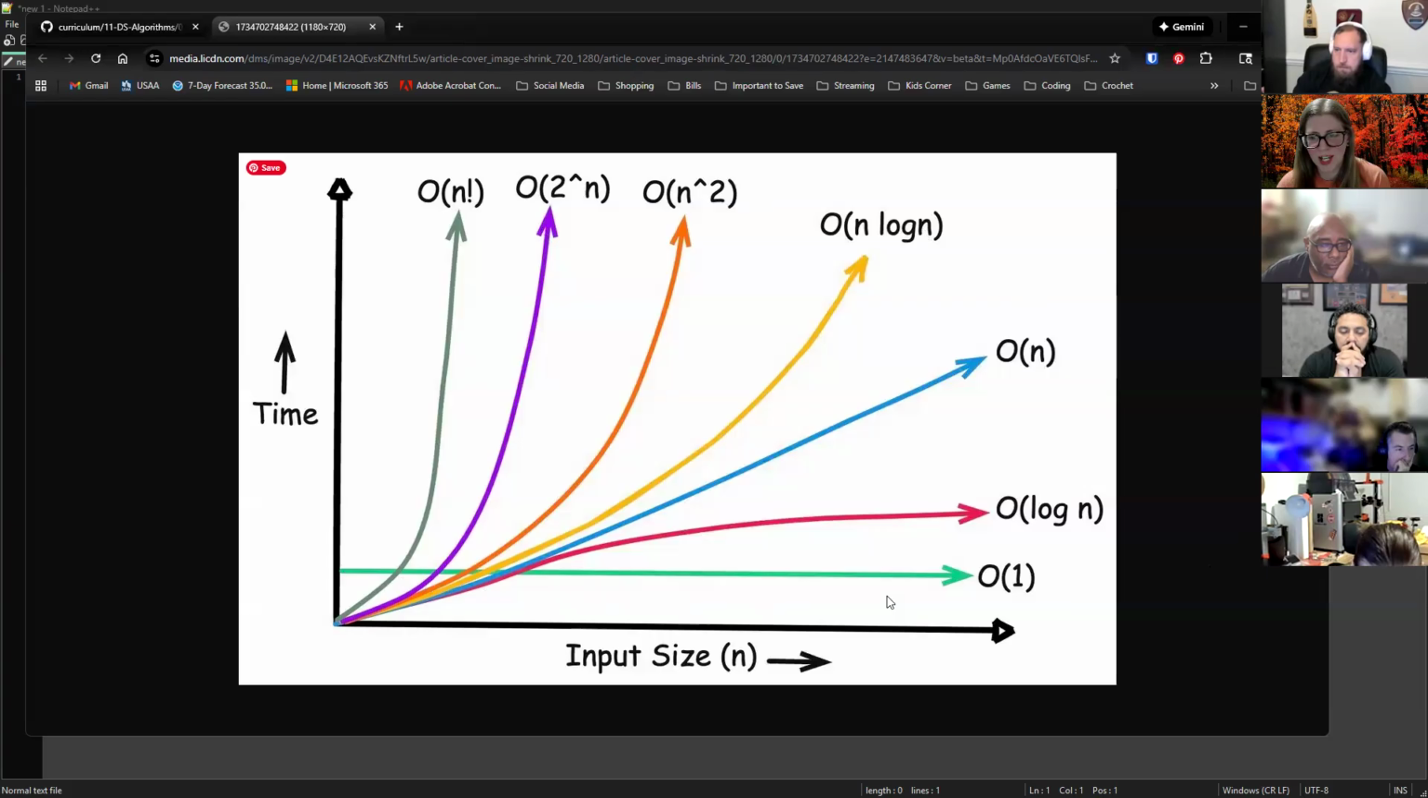See, input size. As the input size increases, the time does not for our constant O notation. But for a linear, it's a 1-for-1. As soon as I add something to that input, the runtime also increases proportionally. It is a very, very good graphic. Thank you for sharing.